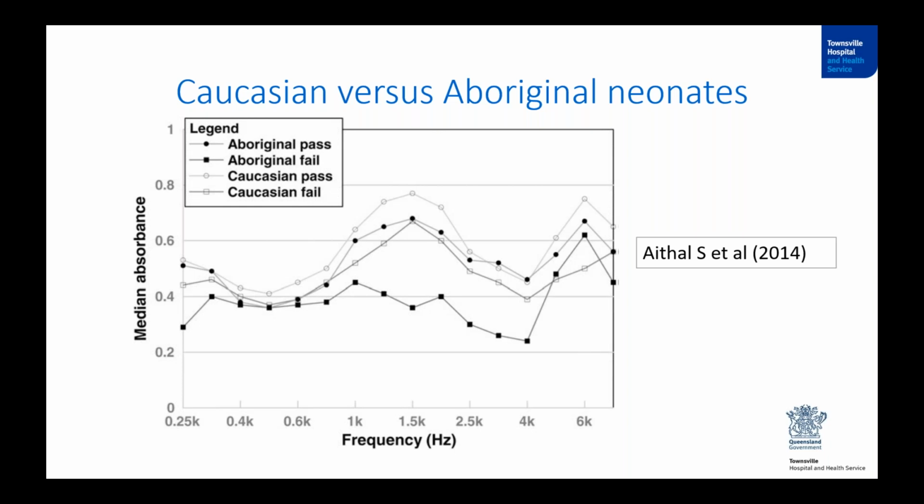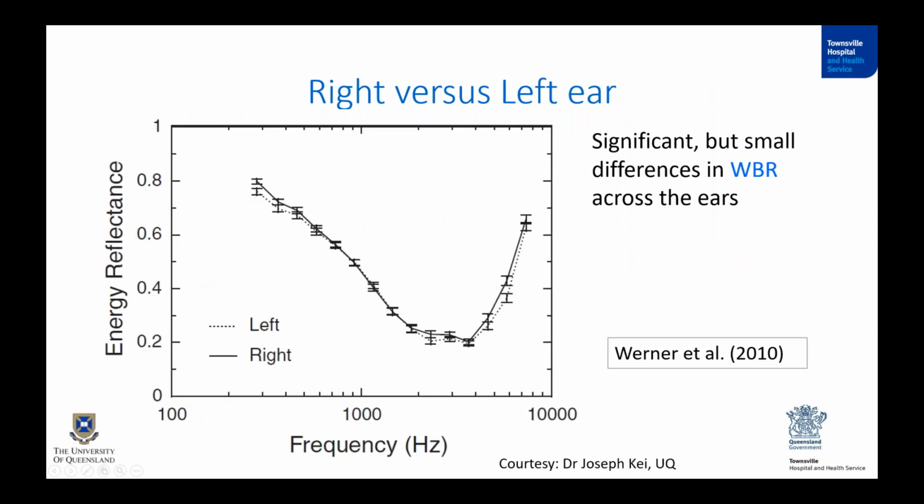We don't know whether this is related to the ethnicity or whether they had an abnormal middle ear function. So that is something we're not clear about. But when we looked at an older age group, there were no significant differences in terms of ethnicity. And if you look at right versus left ear, there's a very small, slightly statistically significant difference at some of the frequencies, but nothing clinically significant between the right and the left ear.